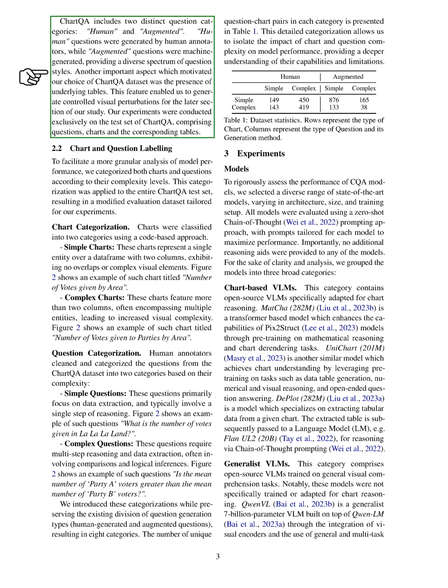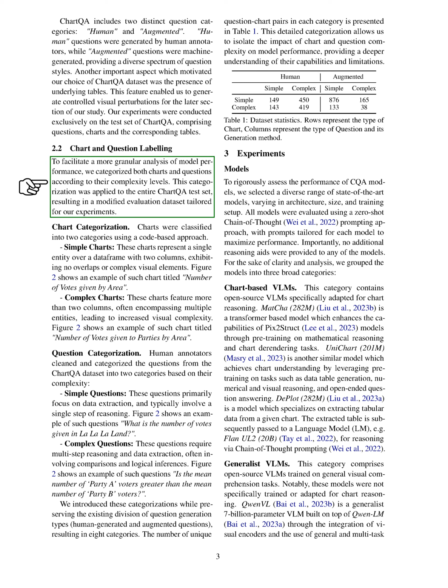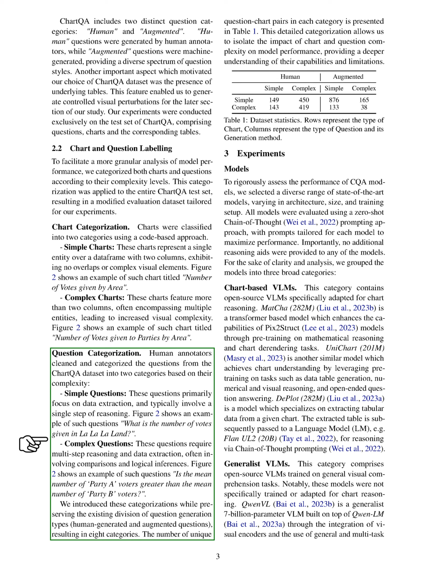Section: Chart and Question Labeling. In this section, we categorized both charts and questions based on their complexity levels to analyze model performance more effectively. The charts were divided into simple charts, which show a single entity over a data frame with 2 columns and no complex visual elements, and complex charts, which have more than 2 columns and involve multiple entities, making them visually complex. Similarly, the questions were classified into simple questions, focusing on data extraction with single-step reasoning, and complex questions, requiring multi-step reasoning, comparisons, and logical inferences.